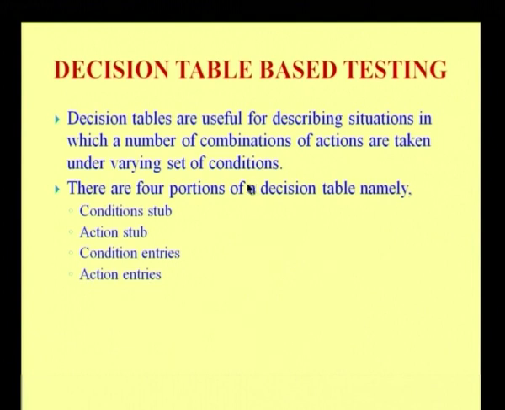set of conditions. So, there are four portions of a decision table, namely there will be a condition stub, there will be an action stub, there will be condition entries and action entries which will be separately labeled as part of this decision table entries.